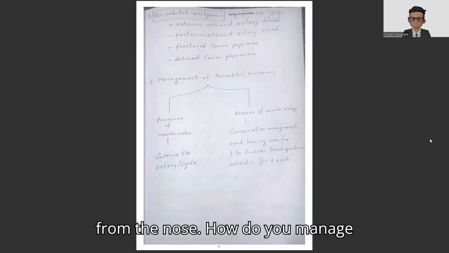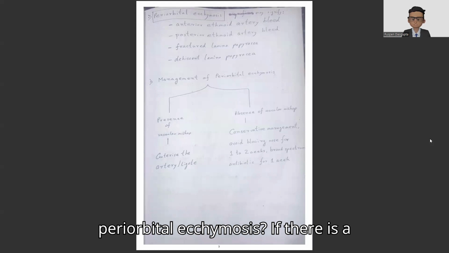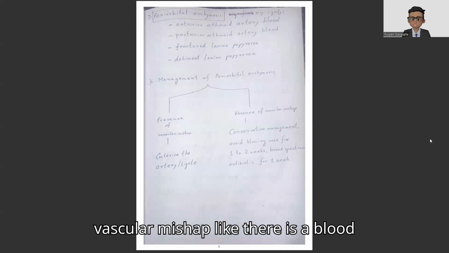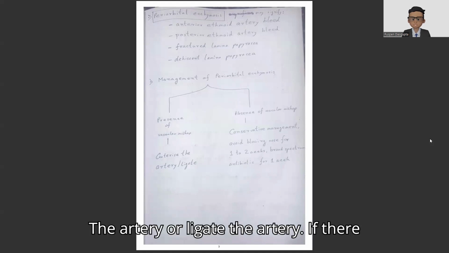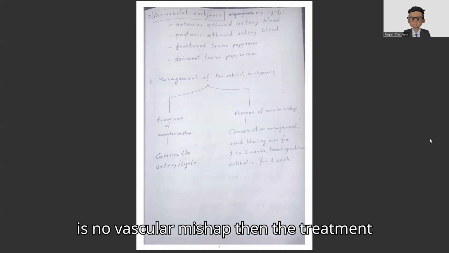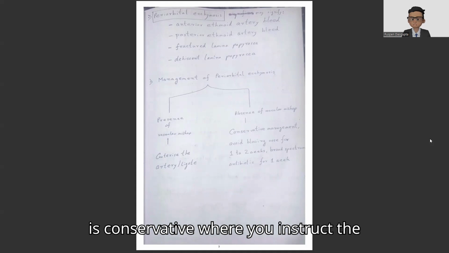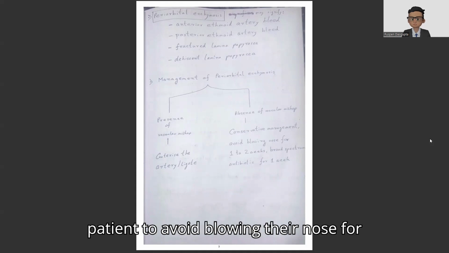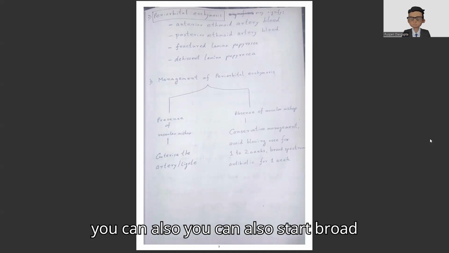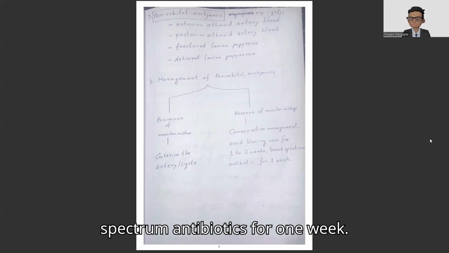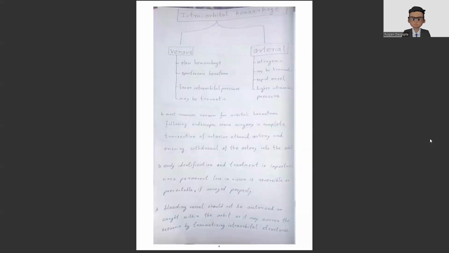How do you manage periorbital ecchymosis? If there is a vascular mishap, like there is a blood vessel injury, you can try to cauterize the artery or ligate the artery. If there is no vascular mishap, then the treatment is conservative, where you instruct the patient to avoid blowing their nose for 1 to 2 weeks after the surgery, and you can also start broad spectrum antibiotics for 1 week.